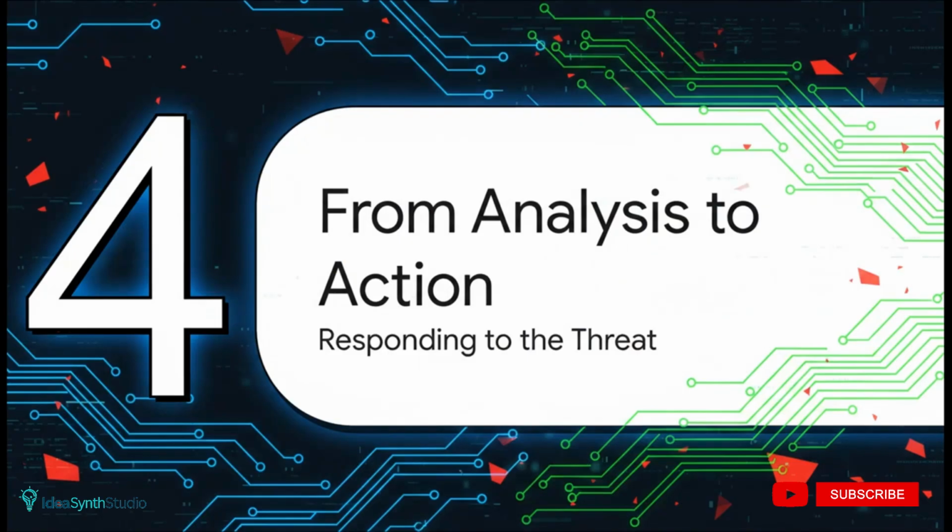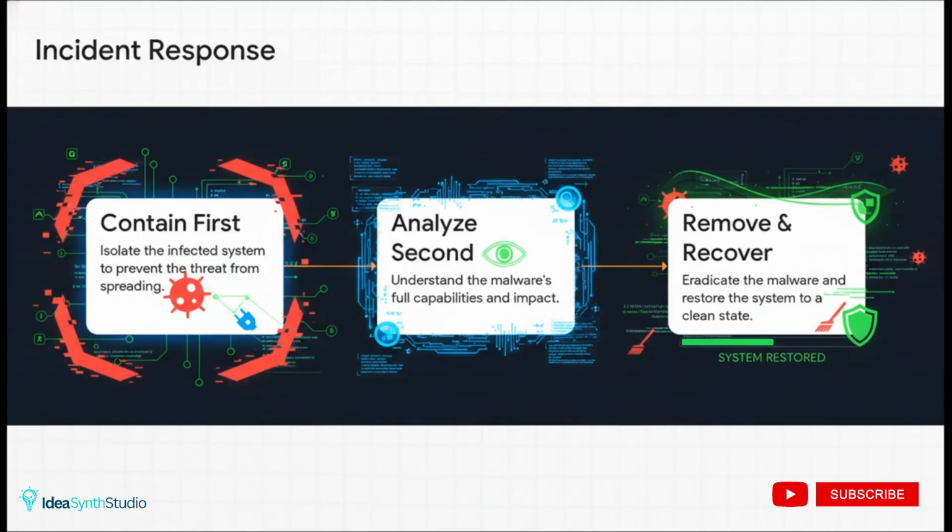Okay, so we've followed the clues, we've identified our culprit. Now it's time to move from just analyzing to taking action. In cybersecurity, the mantra is contain first. Before you do anything else, you isolate the infected machine from the network. This stops the infection from spreading to other computers. Only then do you dive deeper to understand the full scope of the damage. And finally, you move on to eradicating the threat and restoring the system to a clean state.